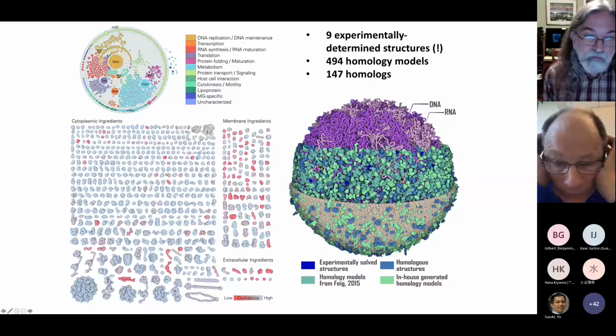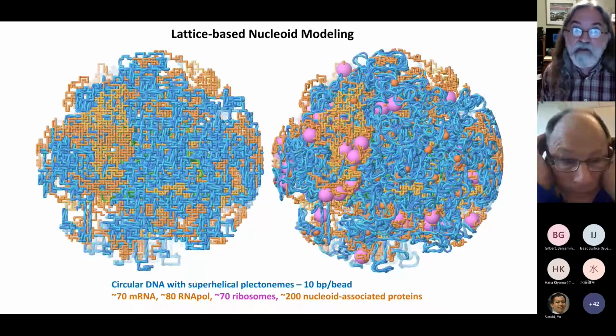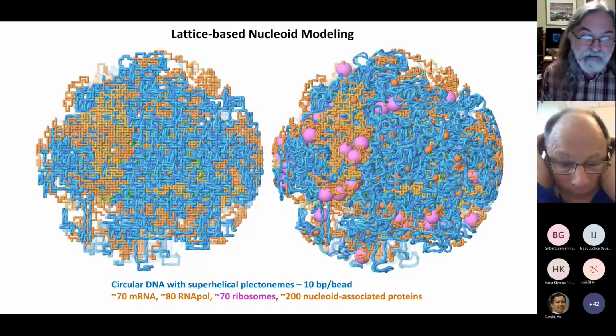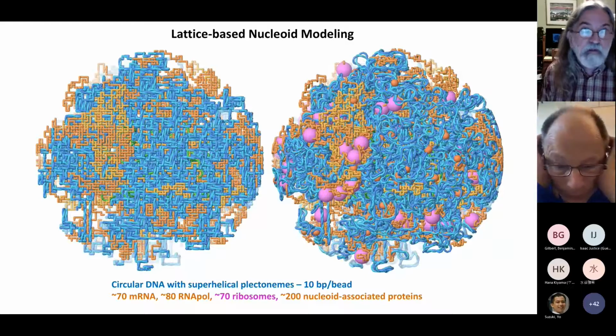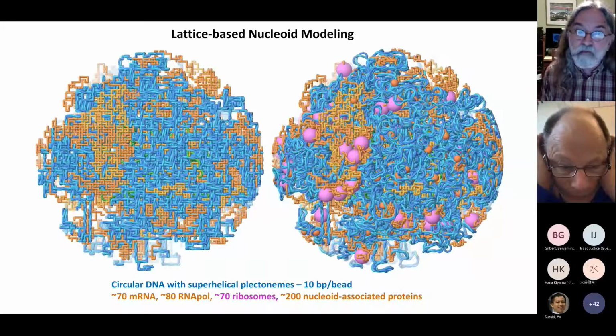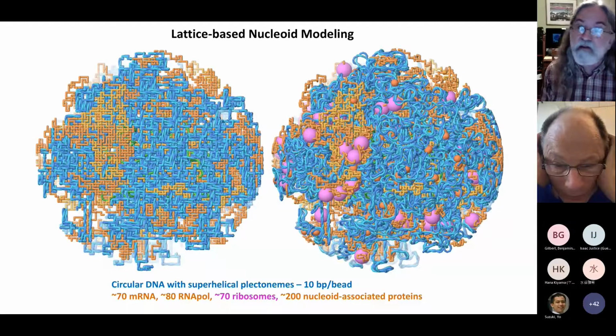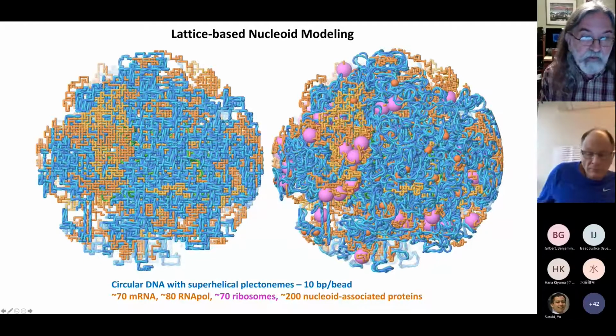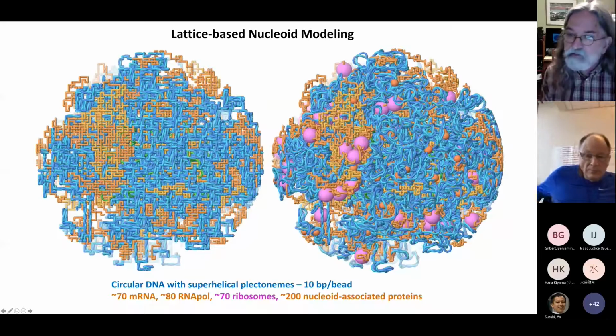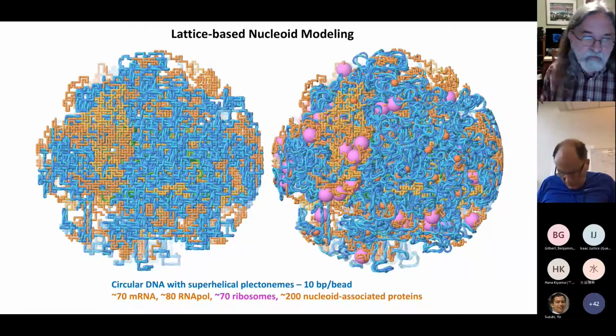For this mycoplasma project, I also dusted off my coding skills and wrote a little program called Lattice Nucleoids to build a coarse-grained model of the nucleoid, the DNA, the RNA, ribosomes, and all the DNA binding proteins. And so this program has the ability to add superhelical plectonemes based on chromosome capture information, stuff like that. And so we just built this separately and dropped it into the model and then stuffed all the proteins around it.